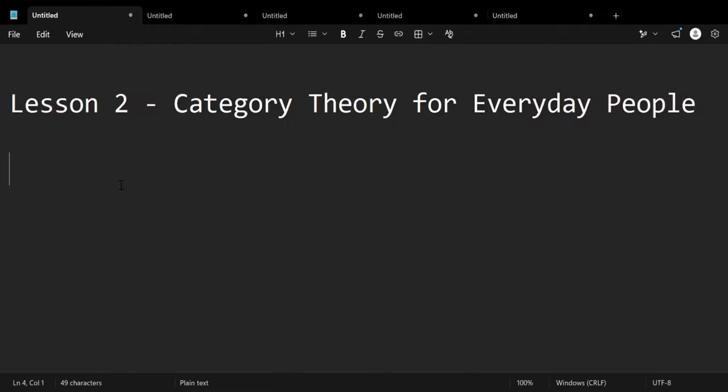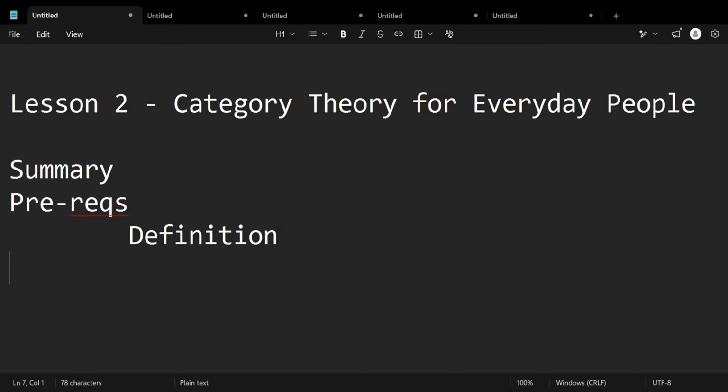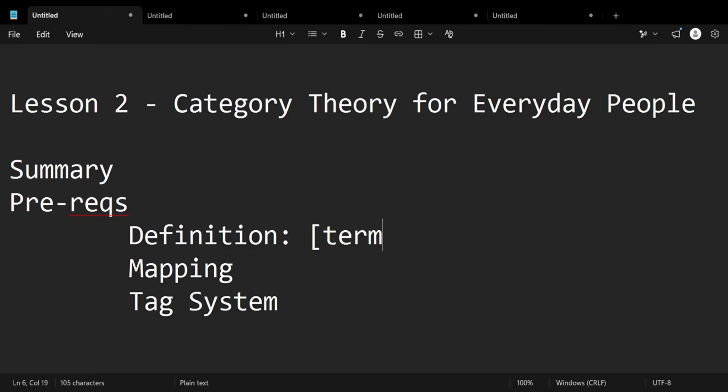We covered, here's going to be our summary. So, we covered the prerequisites of category theory, which were knowing what a definition was, knowing what a mapping was, and knowing what the tag system was. And for those of you coming straight into video 3, a definition is we define it as a term followed by a colon, followed by either a mapping or a description.